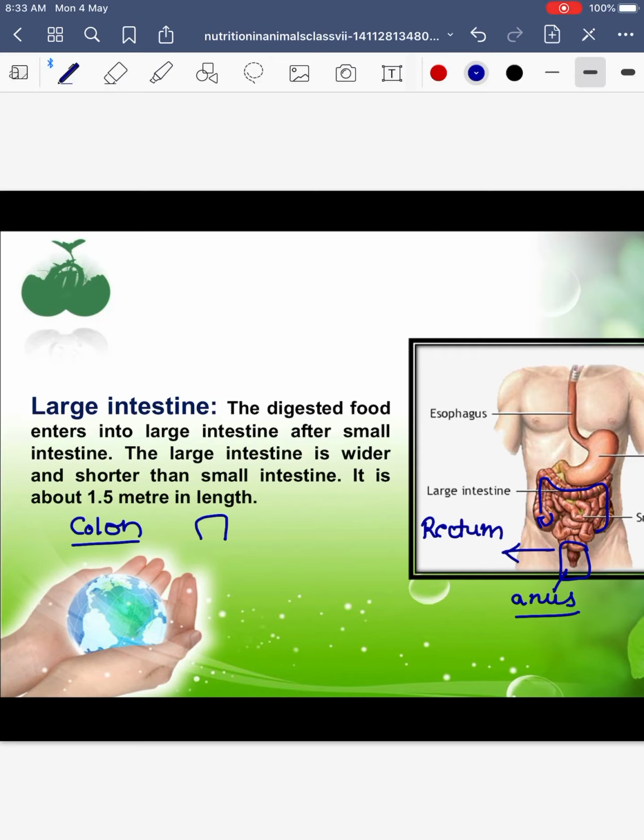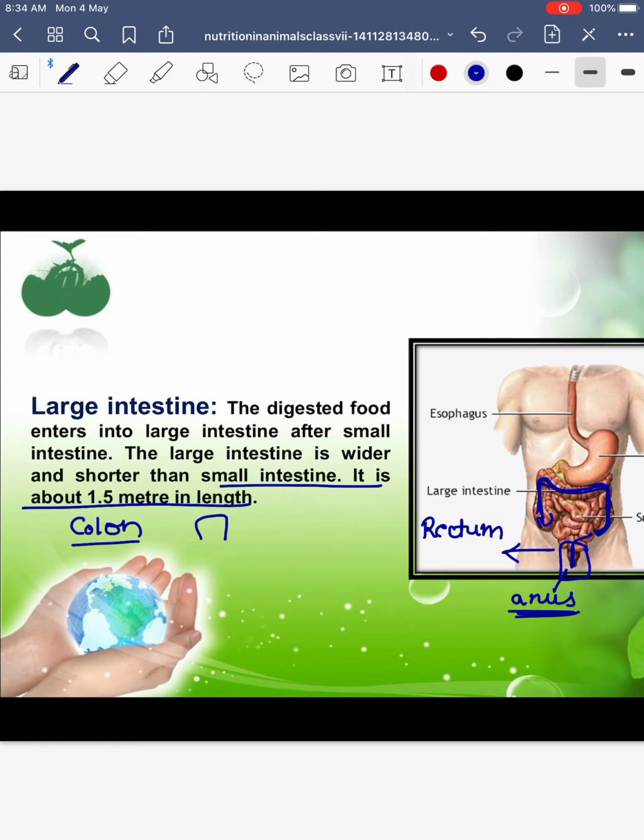The large intestine, as you can see, is wider as compared to the small intestine, but its length is smaller than the small intestine. It is only 1.5 meters in length. This large intestine takes an inverted U-shaped column shape. This is called the colon. This ends here in the rectum and anus. Now, final excretion of the waste takes place from the anus.